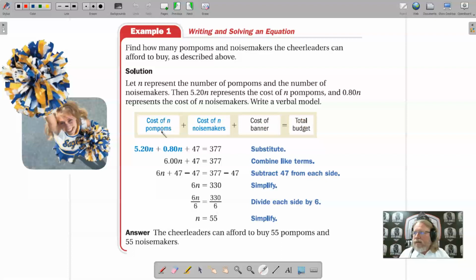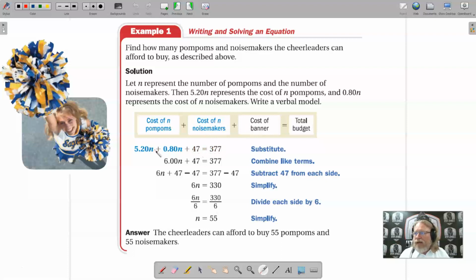So let's bring down the cost of the pom-poms. They're $5.20 each, so 5.20n, plus the cost of the noisemakers. Well, they're 80 cents apiece, and it all depends upon how many we buy for that cost. So that's 0.80n, representing the cost of the noisemakers there. And then $47, remember that is the cost of the banner, and then their total budget is $377. So in our first step here, we just substituted in from our verbal model; we actually made our math sentence. Now we can go ahead and start solving this.